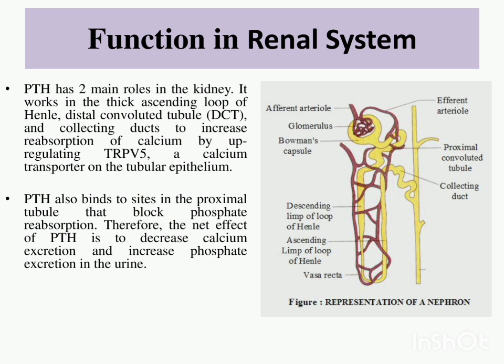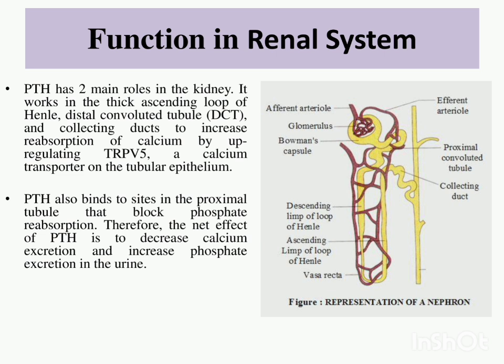Function in renal system. PTH has 2 main roles in the kidney. It works in the thick ascending loop of Henle, distal convoluted tubule, DCT, and collecting ducts to increase reabsorption of calcium by upregulating TRPV5, a calcium transporter on the tubular epithelium.